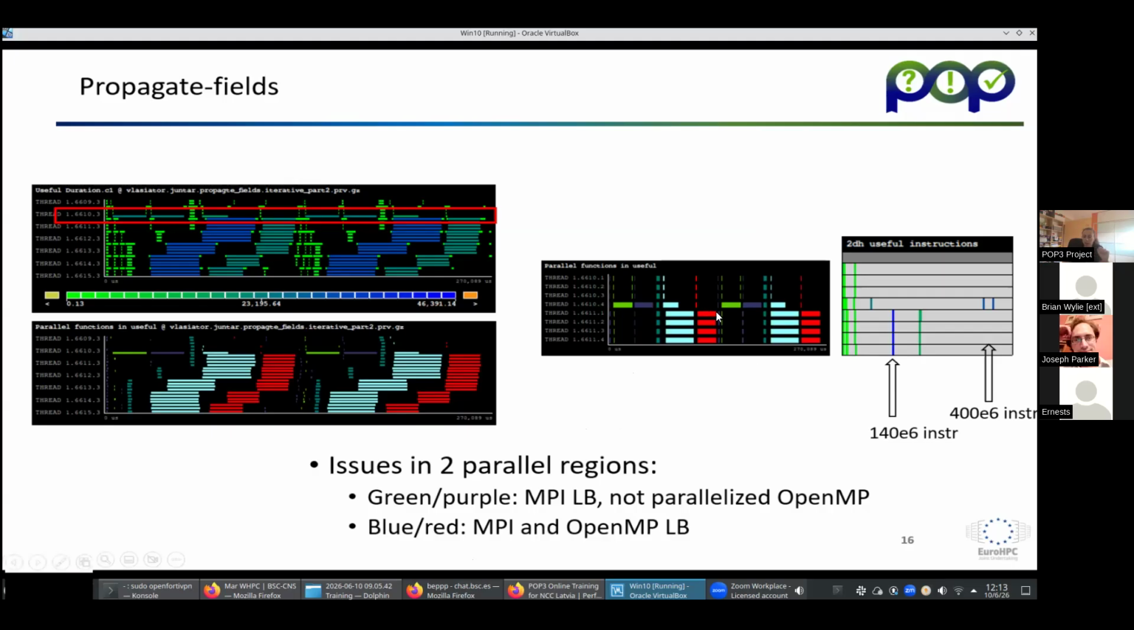And in the blue and red regions, what we see is that there's MPI load imbalance, because one process has more work than the others, but there's also an OpenMP load balance issue, because not all the threads are working the same for some of the processes.